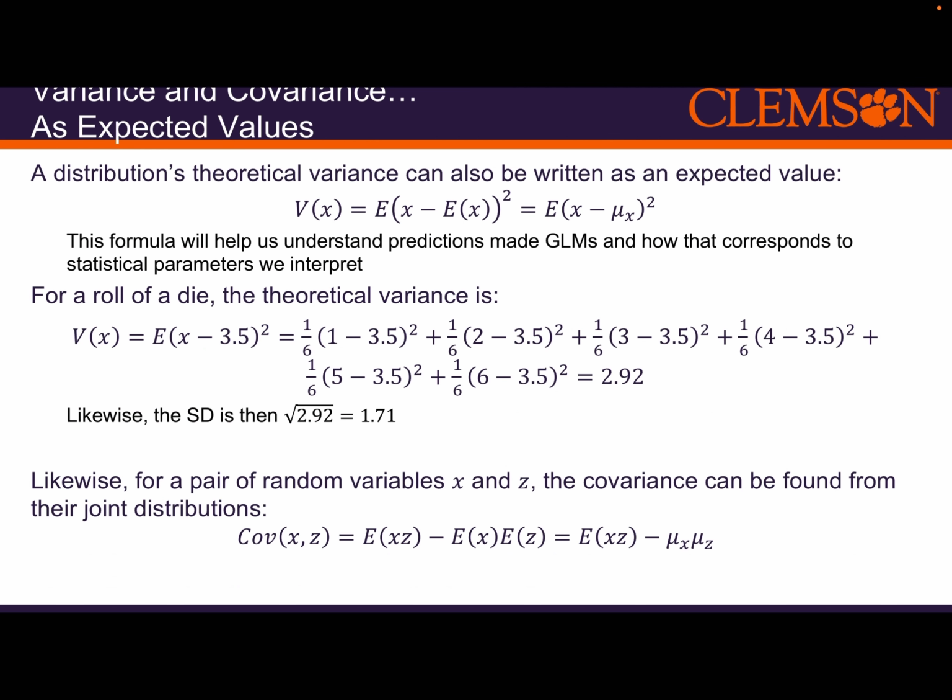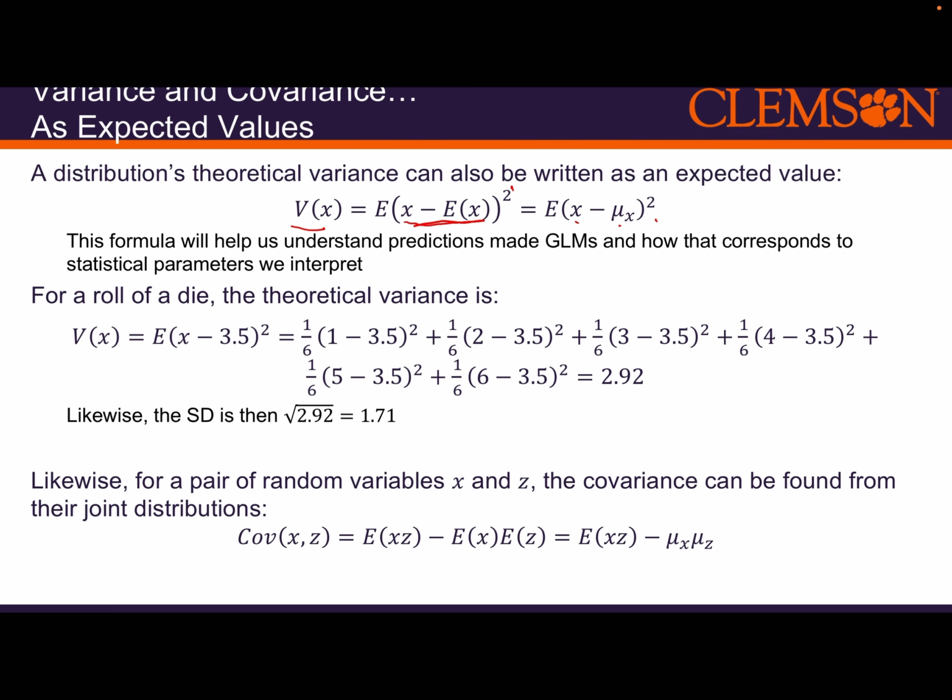Now, this is where things get really weird. If, instead of x, we plugged in x minus its mean, and then squared it in this expectation function, we end up with the variance. Another way of writing that is the expectation of (x minus mu x) squared. So this is a function of our data, or a statistic, as we sometimes call it.